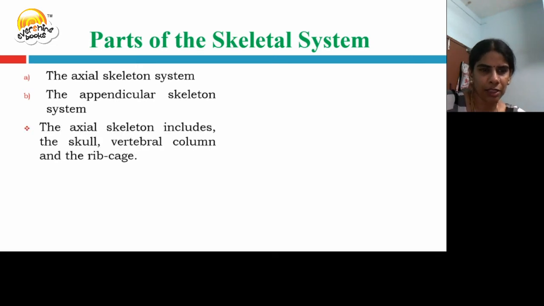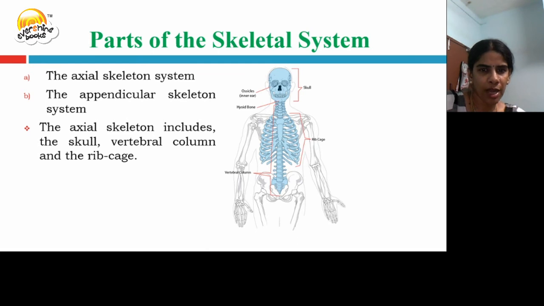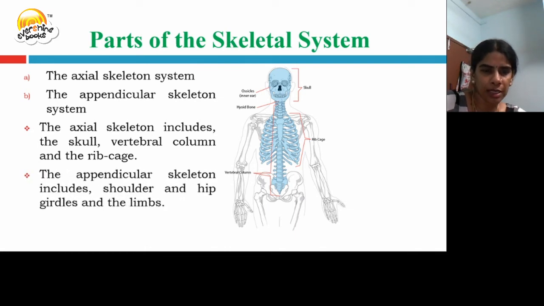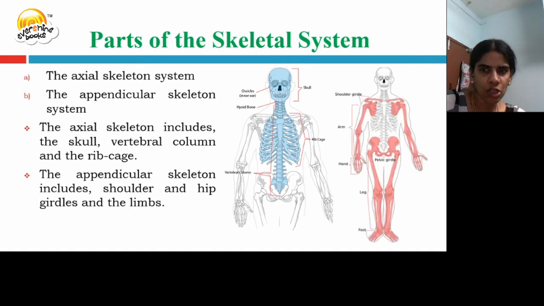Axial is nothing but the top part, that is the skull, vertebral column and rib cage. Skull is on the head, rib cage on the chest and vertebral column is at the back. The appendicular skeleton system includes the shoulder part, that is the shoulder girdle, the hip girdle, that is the pelvic girdle, and the limbs.